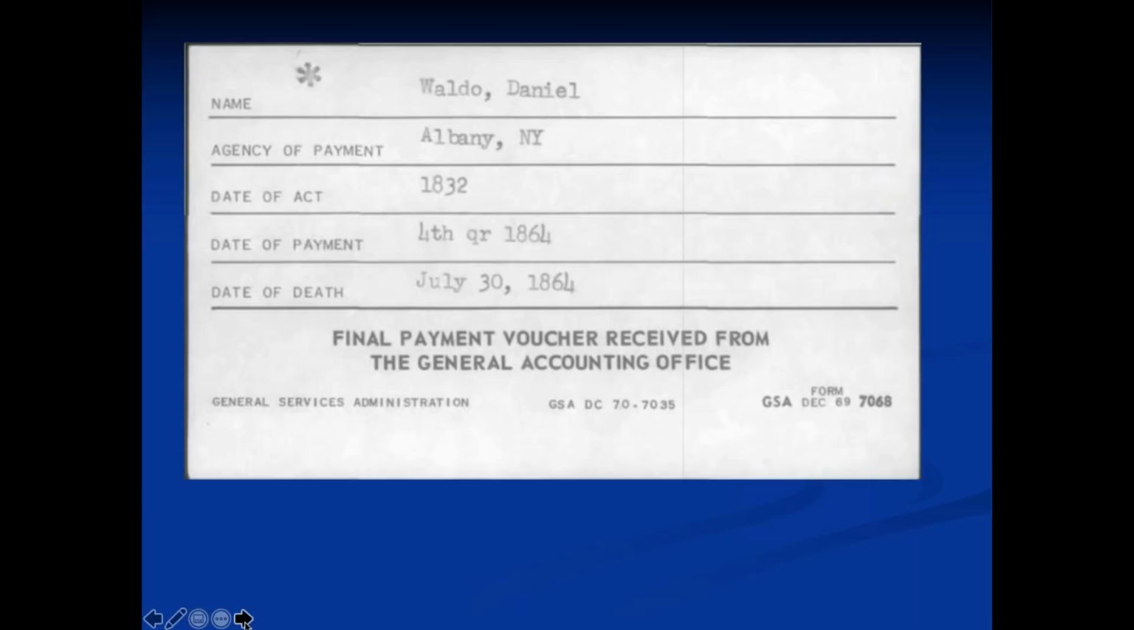The asterisk means that in the 1960s, when the archives went through to cull out these last and final payments, they were successful in finding the payment. So Daniel Waldo has a payment among these selected last and final payments. What we learn here is that we knew he was in Albany. We knew it was the Act of 1832. Here's a payment made in the fourth quarter of 1864, and here he is dying in 1864. So this payment is being made after he dies, so therefore it's a final payment. You'll get a jacket that looks like this.